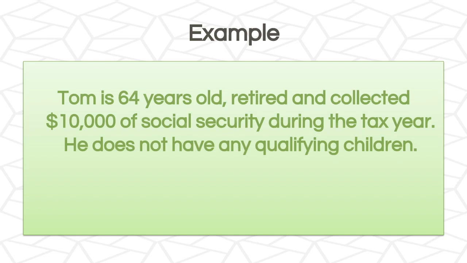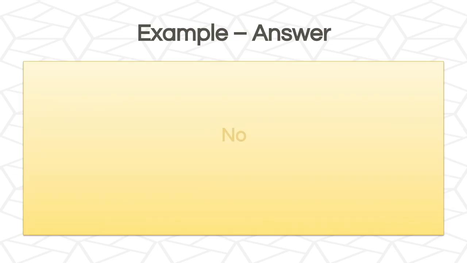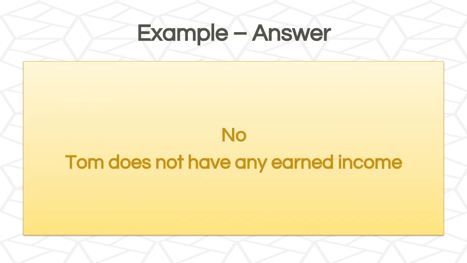Then we have Tom, who's 64 years old, retired, and collected $10,000 of Social Security during the tax year. He does not have any qualifying children. Can he claim EIC on his return? So Tom cannot, because he does not have any earned income. We know that Social Security benefits are considered unearned income.